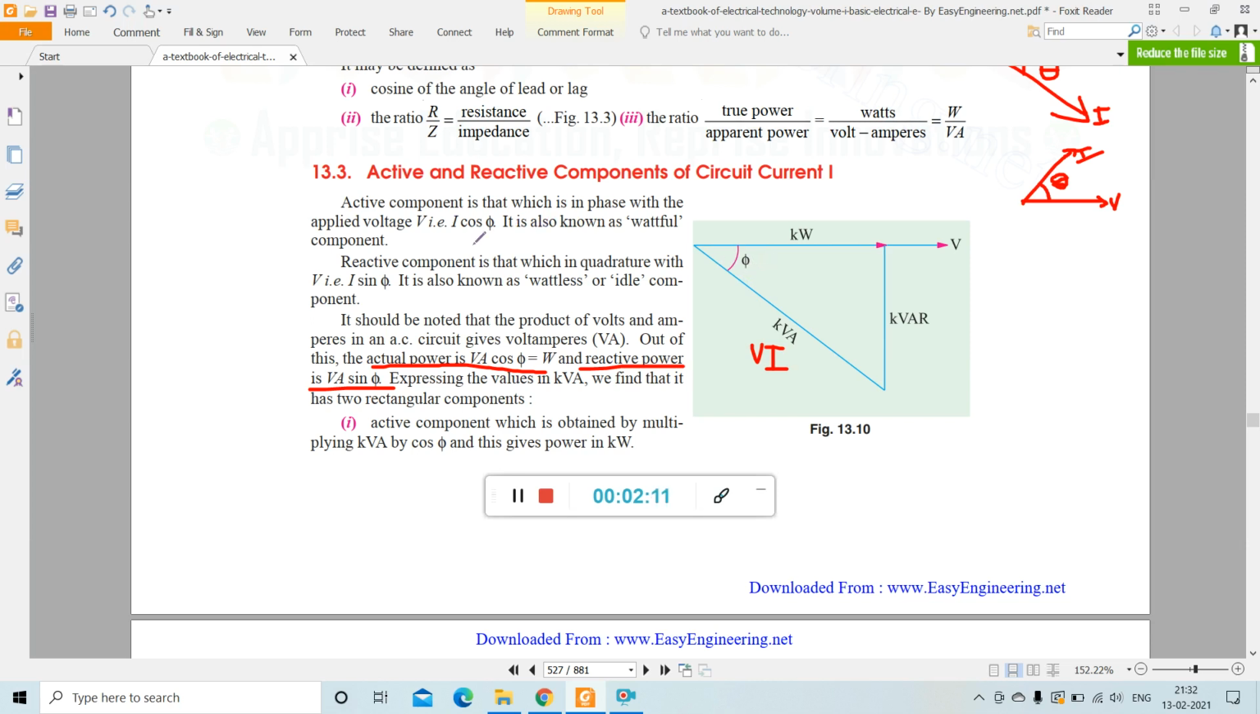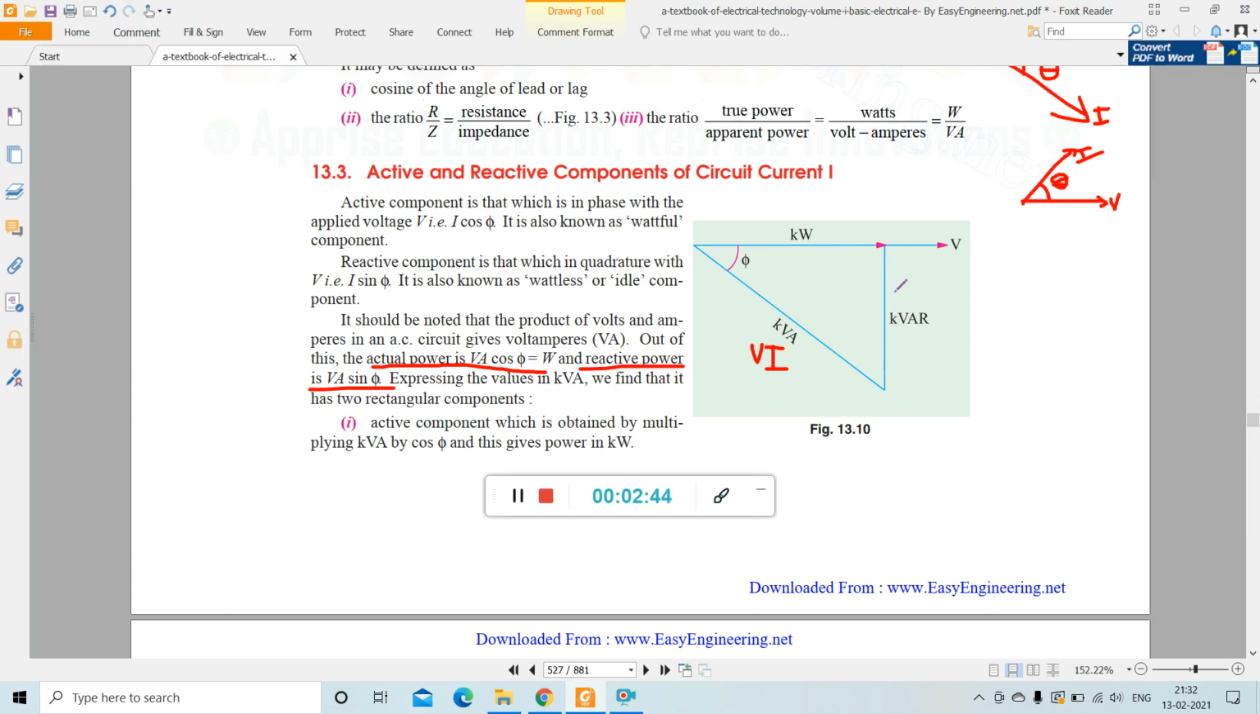The active component is that which is in phase with the applied voltage. So if this is I and the angle between V and I is phi, then this is I cos phi. This is our wattful component. Similarly, the reactive component is that which is in quadrature with V. This is in quadrature with V. So this is the I sin phi component. This is the wattless or idle component.